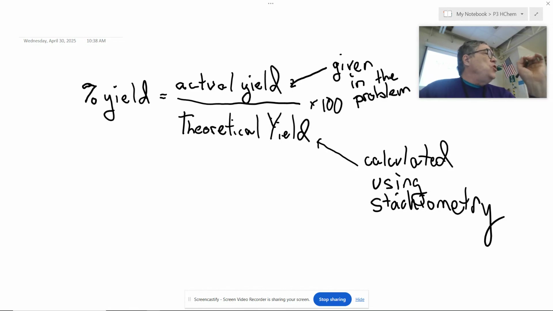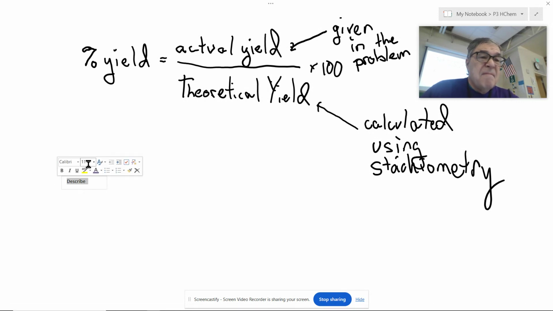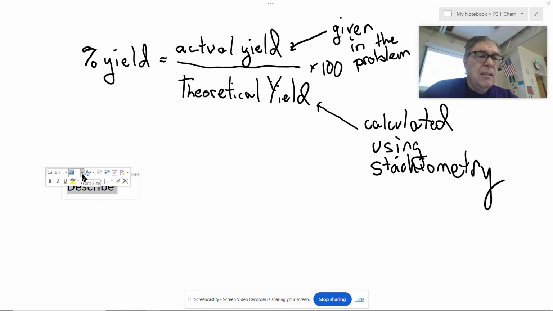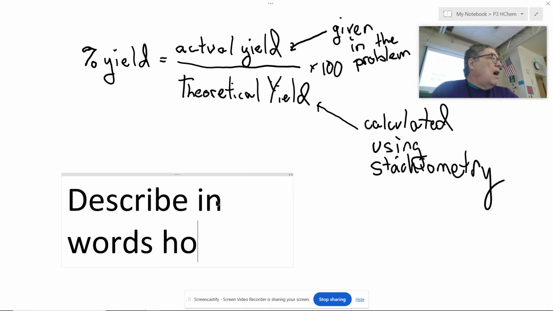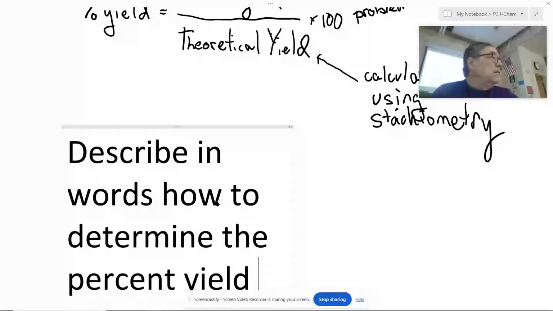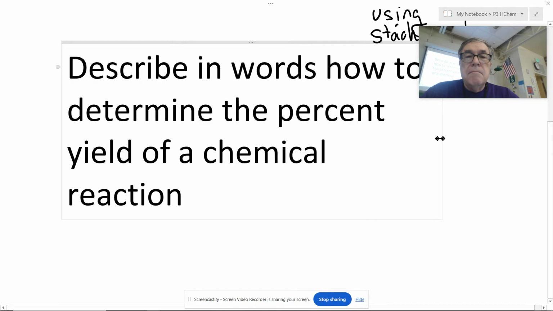So if someone said, I need you to describe how to determine the percent yield of a chemical reaction, let me just type that. Can you read this? Come on, put on your glasses. Can't you guys read that? Okay, is that big enough to read, or do you want it bigger? Let's go to something like 72. Woo, we can read that. Describe in words how to determine the percent yield of a chemical reaction. That's the next thing I'm going to put into your notes here.